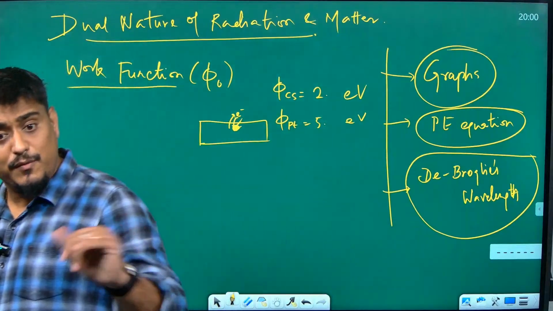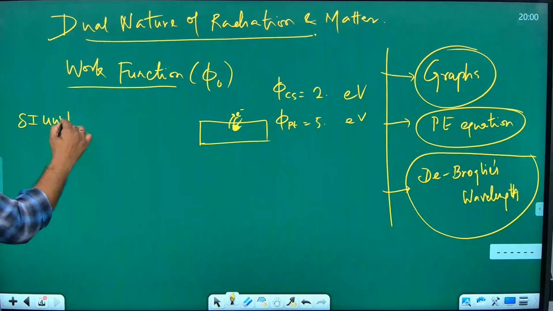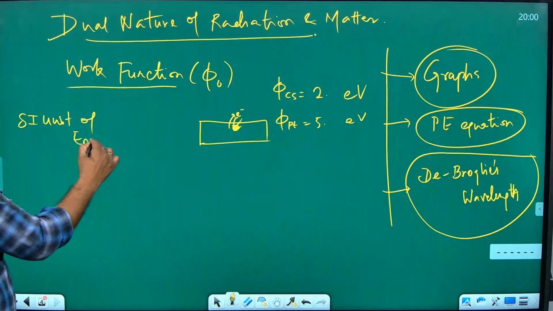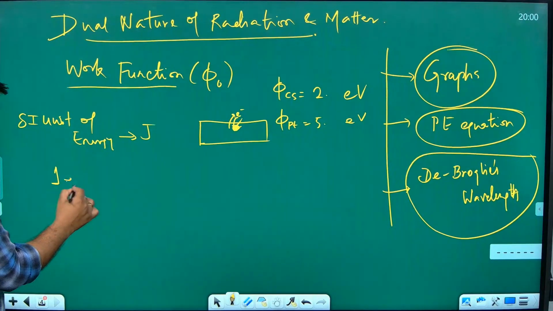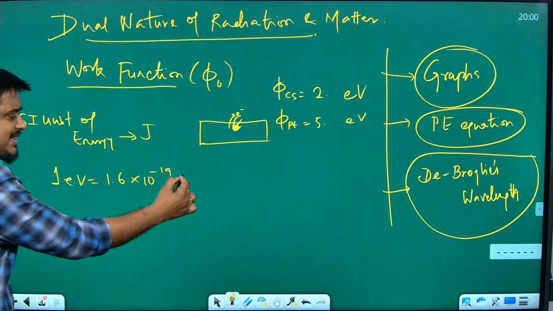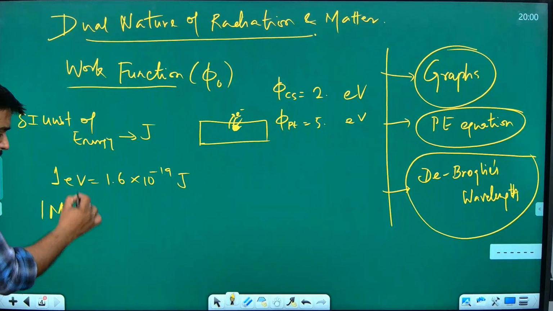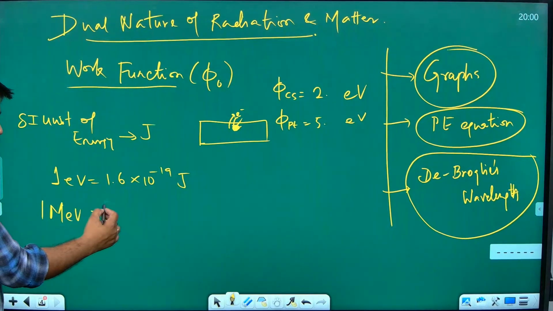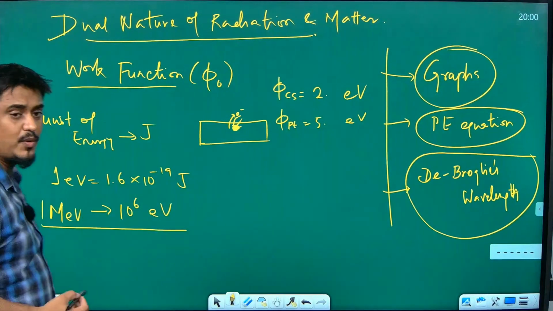Now in the modern physics chapter, for energy, the unit will always be electron volts. The SI unit of energy is joule. But we are going to use electron volt, and always remember 1 electron volt is equal to 1.6 times 10 to the power minus 19 joules. And whenever you see the word MeV, mega electron volt or million electron volt, it will be 10 to the power 6 times of eV. Don't forget these things.